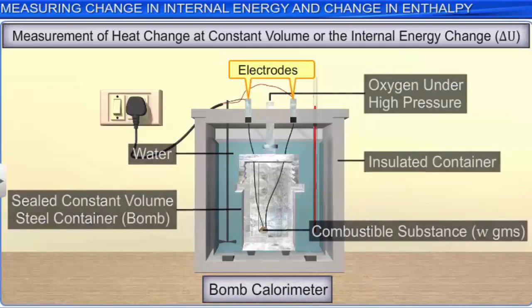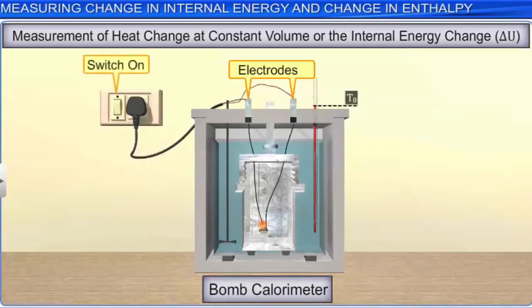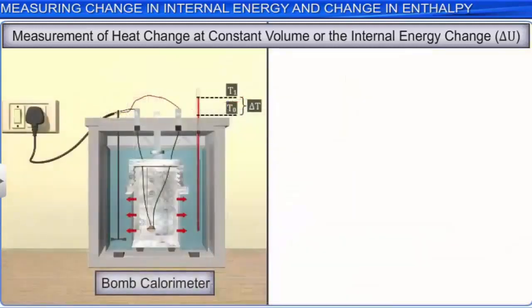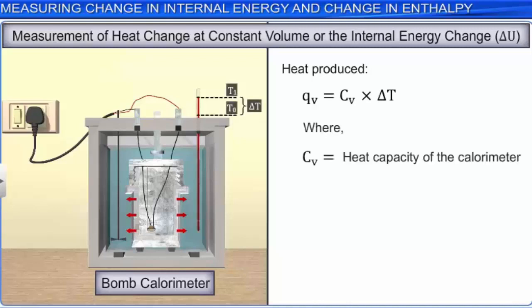The sample is ignited electrically, and the heat produced by the combustion reaction is absorbed by the water surrounding the bomb. The increase in temperature of water, delta T, is noted, and the heat produced is calculated using the equation QV is equal to CV multiplied by delta T, where CV is the heat capacity of the calorimeter. The measure of a bomb calorimeter's heat-absorbing property is called its heat capacity.